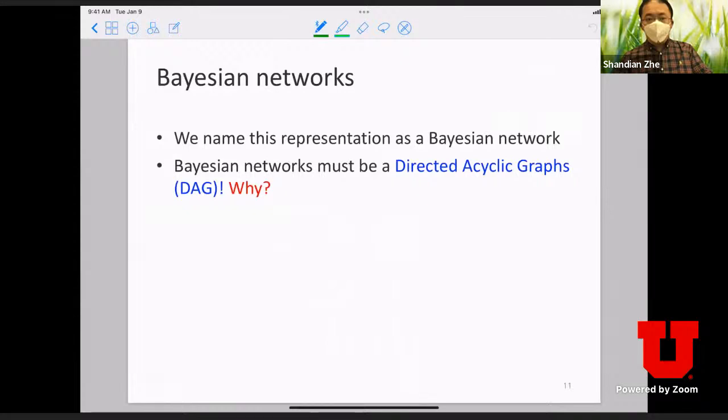So we name this representation a Bayesian network. And one important fact is Bayesian networks must be directed acyclic graphs. Why? It means there shouldn't be any cycle in a Bayesian network.